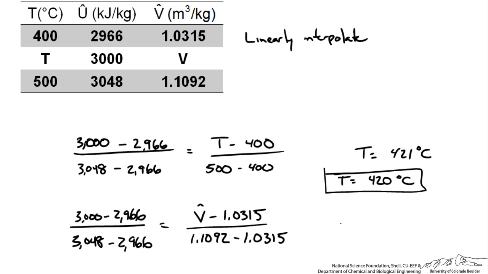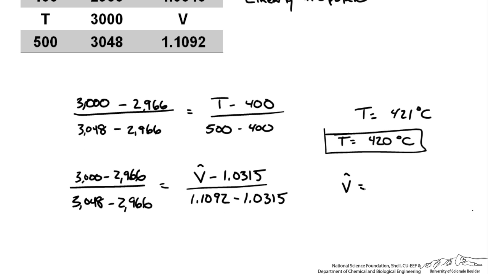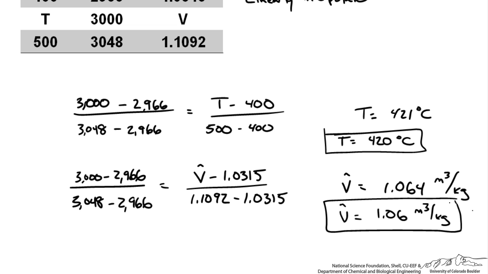Using the same setup, but in this case for specific volume, we solve and get a value of 1.064 meters cubed per kilogram. Again, using significant figures, we will report that as 1.06. The last thing was the quality of the steam, and since we know it is superheated, that quality must be 1, meaning that it is pure vapor. There is no liquid water in this system.